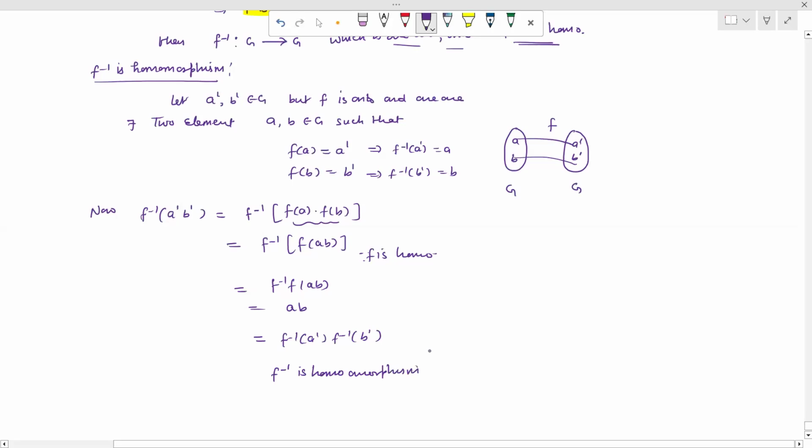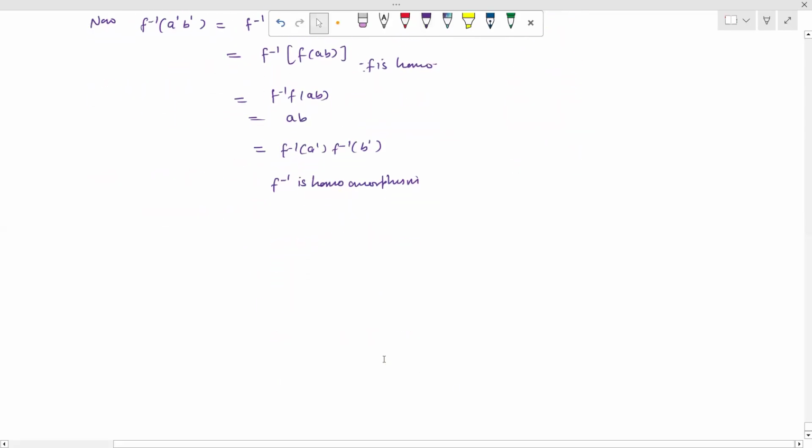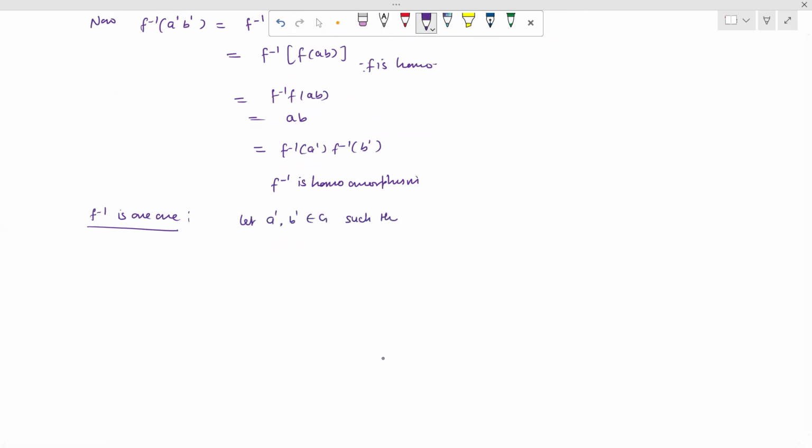F inverse is homomorphism. So we only need to prove that F inverse is homomorphism. Also, if you want to prove that F inverse is 1-1, we can also prove that. So for proving F inverse is 1-1 or F inverse is onto, let A dash and B dash belong to G such that F inverse of A dash equals F inverse of B dash.